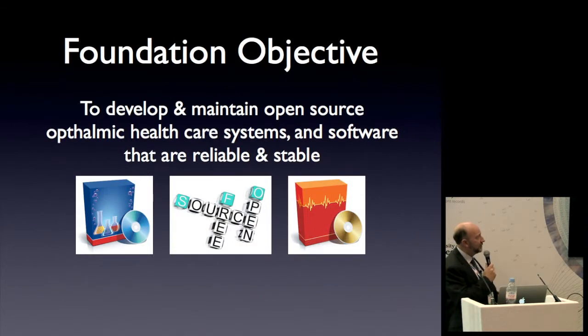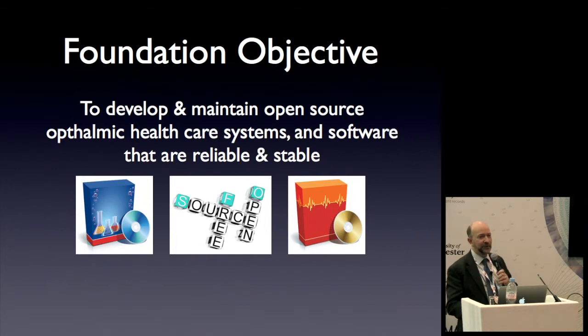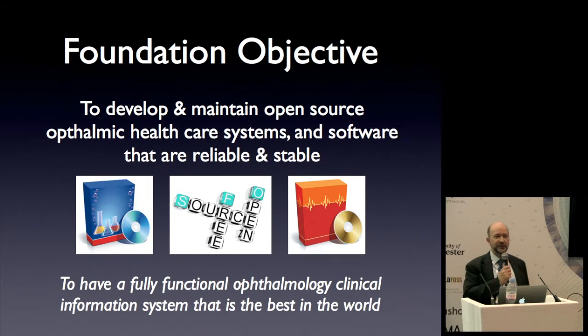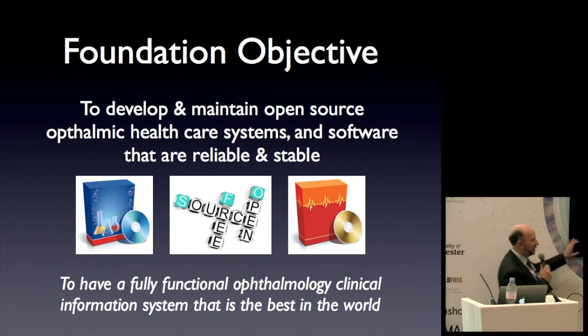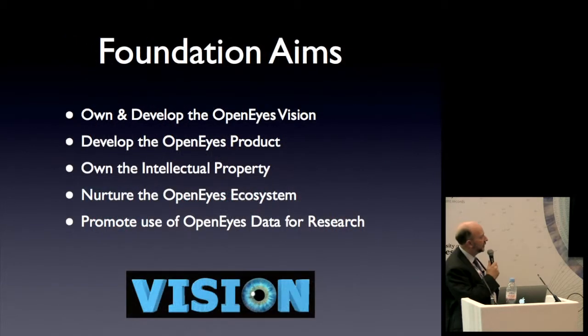So the objective is to develop and maintain this open source ophthalmic system to have really reliable and safe software. Being open source doesn't mean it's some nasty little piece of something that you download from the web and it fails the first time you use it. It's got to be bulletproof. It has to be as good as any commercial system, and in fact almost better, because we have to prove ourselves in that environment. But the idea is to have a fully functional ophthalmological clinical information system that is the best in the world. My background is coming from Apple computers, and what I want to bring to the party is that level of quality to not only the product, but obviously the delivery of the product as well.